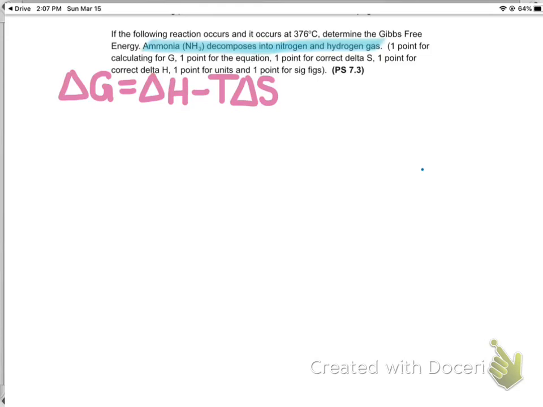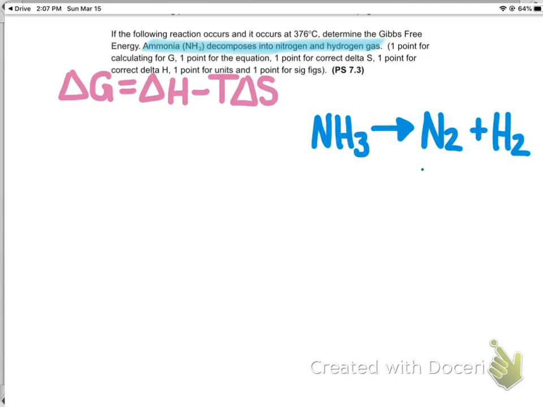The first thing I have to do before anything else is figure out what this equation looks like. We give you ammonia as NH3, and then it's going to break down into nitrogen, which is diatomic, and hydrogen, which is diatomic. We're not able to find our delta H or our delta S or our delta G if we don't know what the equation originally looks like.